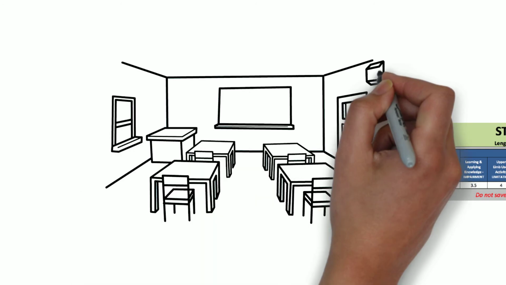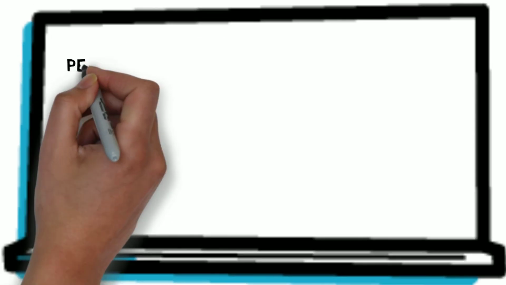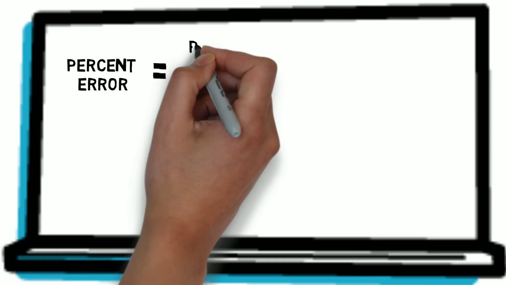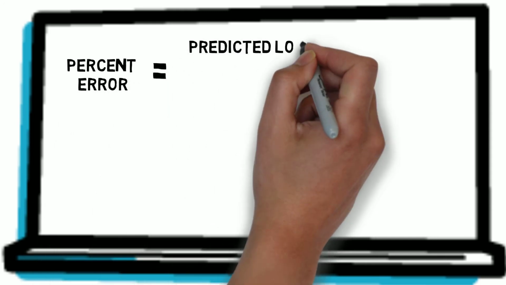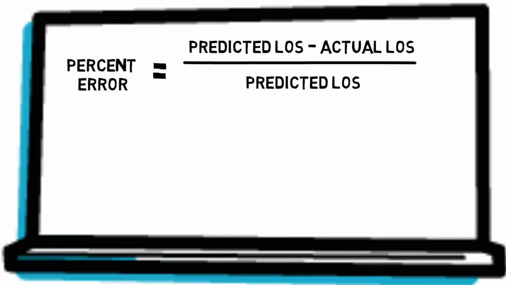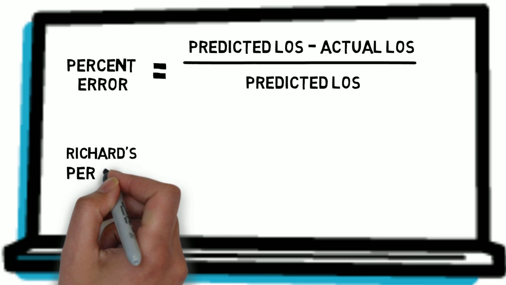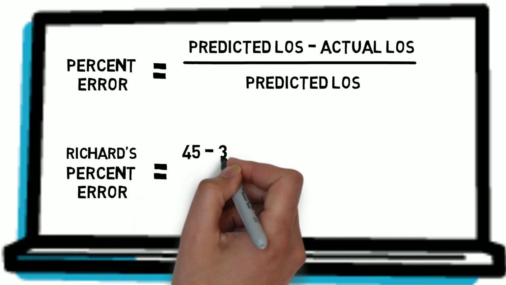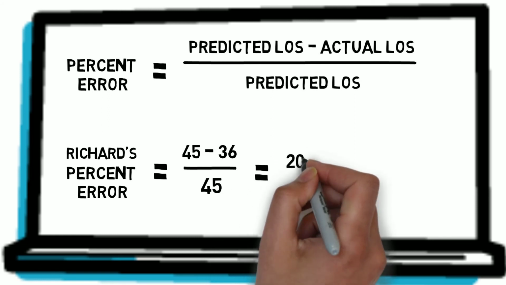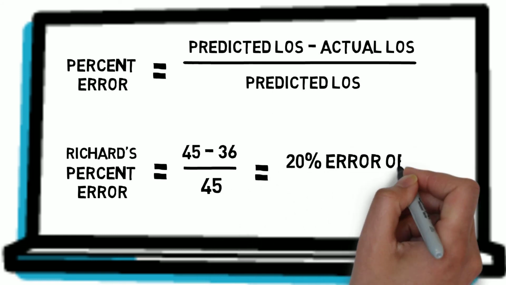But how do we know that the tool actually works? A simple percent error calculation was used to determine the accuracy of the tool. Percent error equals predicted length of service minus actual length of service divided by predicted length of service. So in Richard's case, that means 45 minus 36 divided by 45, which equals 20% error or 80% accurate, which is what the tool is.